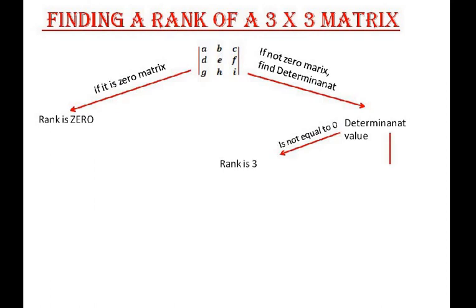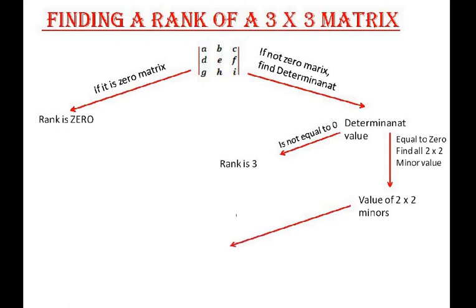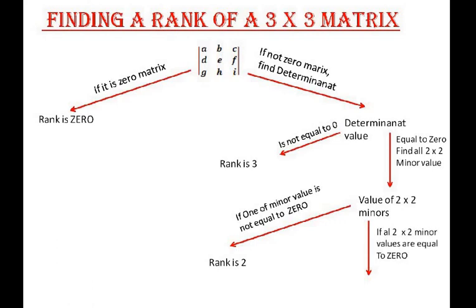If the determinant value is equal to 0, we have to find all 2 by 2 minors of the determinant. Here we get totally 9 minors of order 2 by 2, and we have to find their values. If one of the minor values is not equal to 0, we write the rank is 2. If all 2 by 2 minor values are 0, we put the rank is 1.